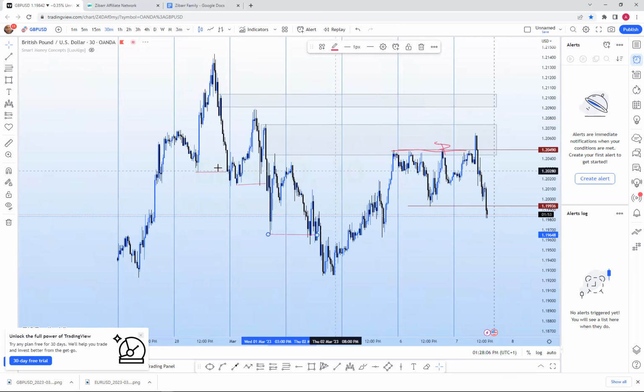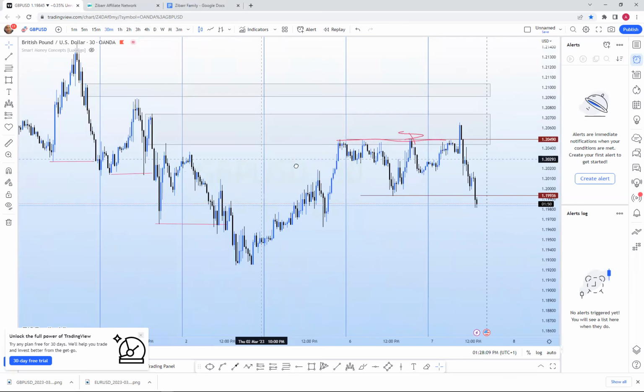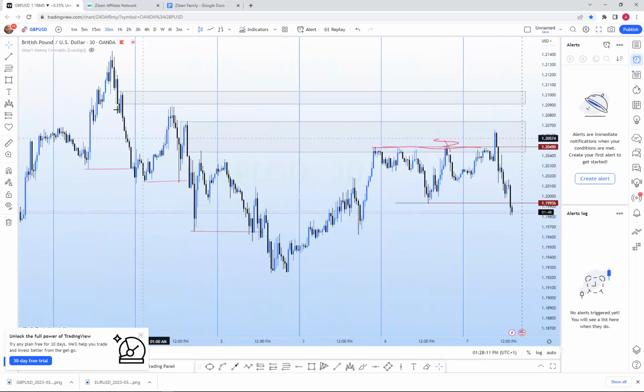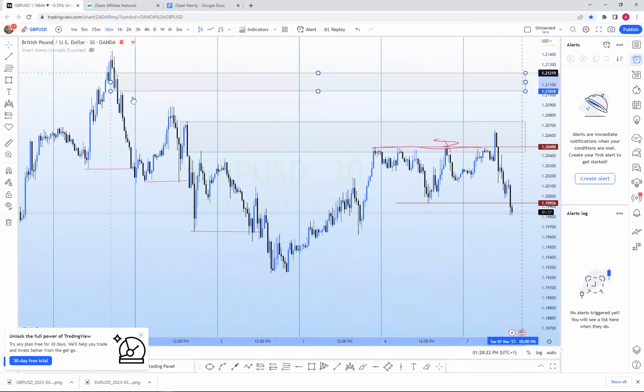Now on the 30-minute, what I'm looking for is the supply zone that has imbalances. Remember what imbalance in price action is. If you don't know what imbalances are, I'm going to drop a video on imbalances, and of course you can watch and understand what imbalances are. Imbalances are basically unmitigated zones or areas that price has not filled.